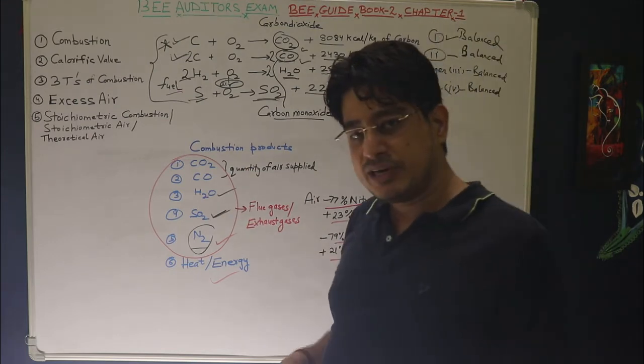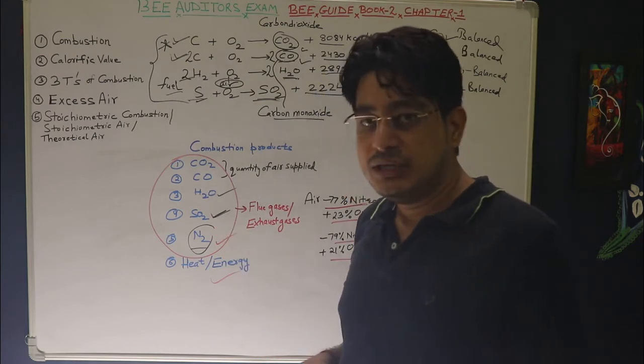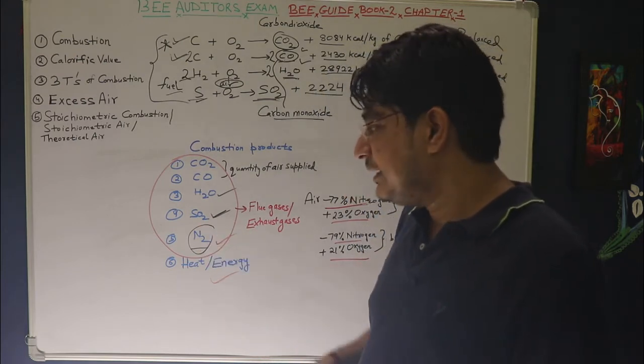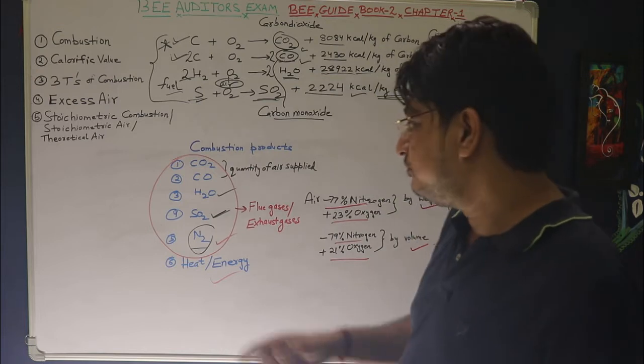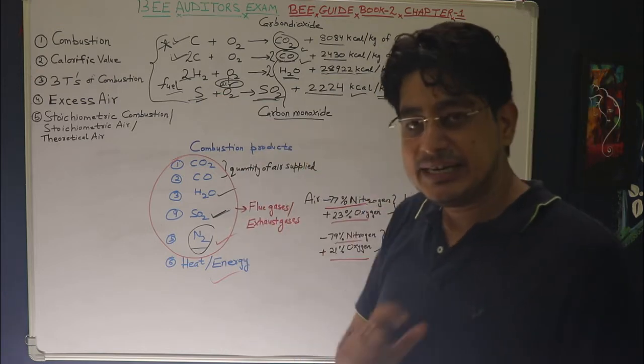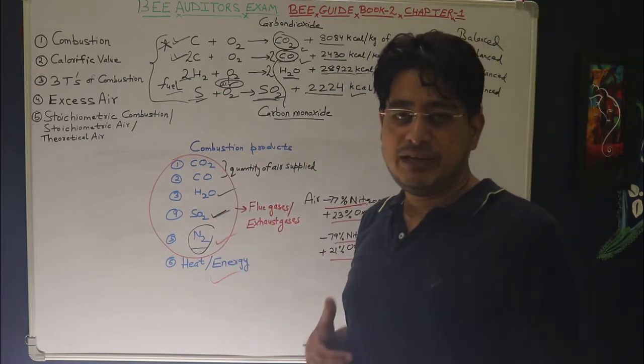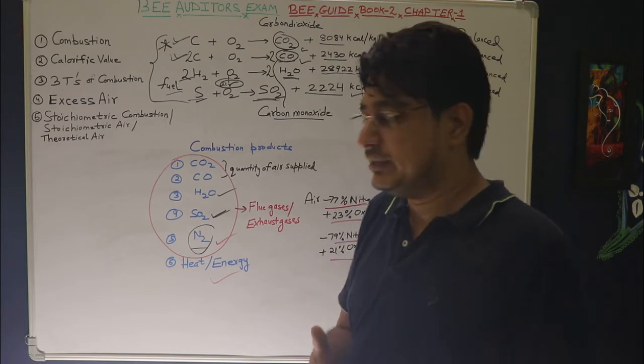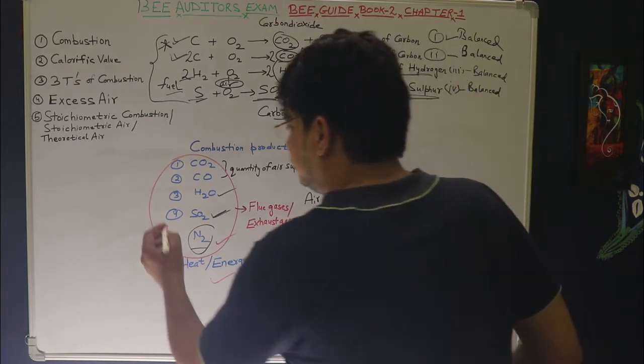Suppose in the combustion products I am having SO2, then it is confirmed that we are having sulfur at the input. So the fuel must contain sulfur. Suppose we are having water vapor as a combustion product, then there are two possibilities.